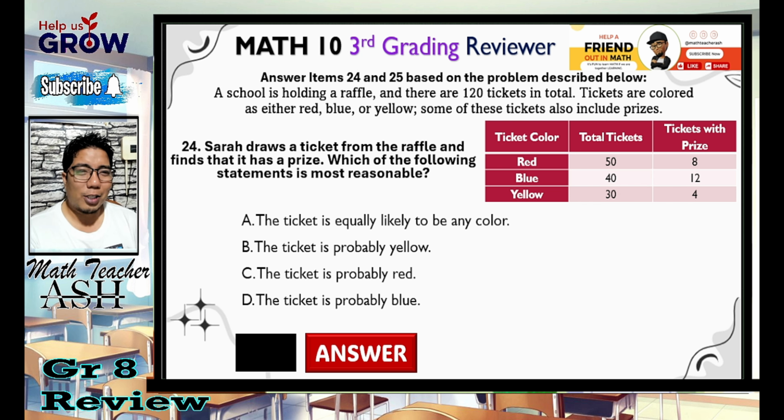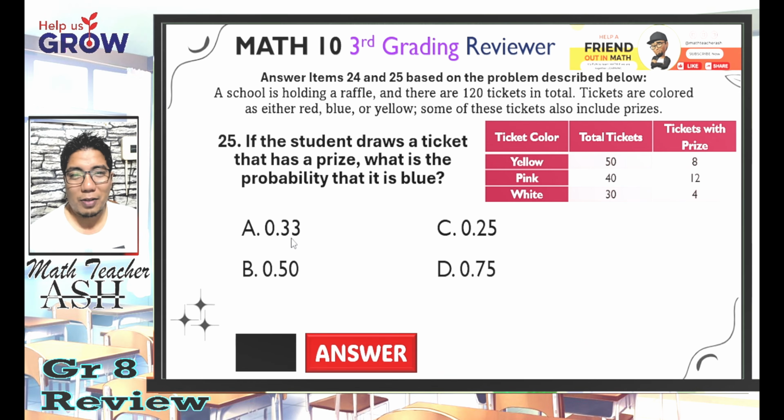Okay, my dear math learners, in order for us to see the most reasonable statement that shows this situation, let's check the tickets with prizes. Among the tickets with prizes, the most likely to happen is the color with the most number of tickets with prizes. So, that would be blue. Therefore, letter D is the most likely to happen in this situation. So, let's check whether we are correct. All right, my dear math learners. So now let us go to question 25.